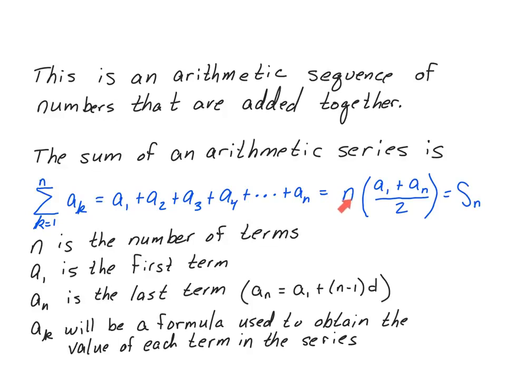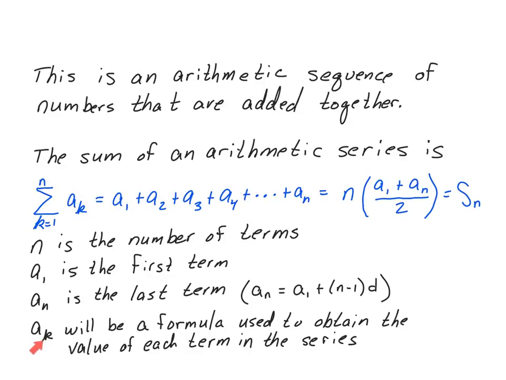This is n, which will represent the number of terms in our series, a sub 1, which is the first term in the series, and then a sub n, which is the last term in the series. S sub n simply means this equals the sum of the n terms. So if we had 15 terms, this would be S sub 15. All right, so n is the number of terms in your series. A sub 1 is your first term. A sub n is the last term. And remember that we can also find a sub n using our arithmetic sequence formula for finding an nth term.